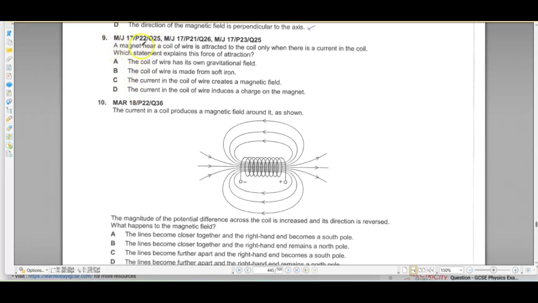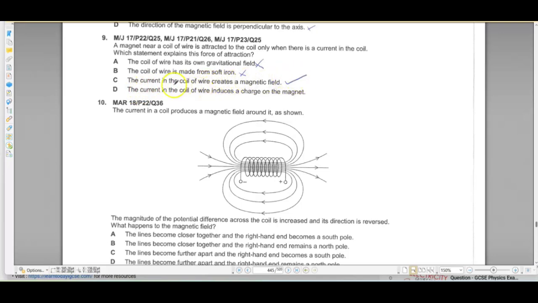Question number 9. A magnet near a coil of wire is attracted to the coil only when there is a current in the coil. Which statement explains this force of attraction? The coil of wire has its own gravitational field? No. The coil of wire is made from soft iron? Not necessarily.